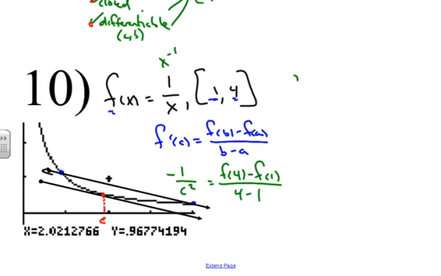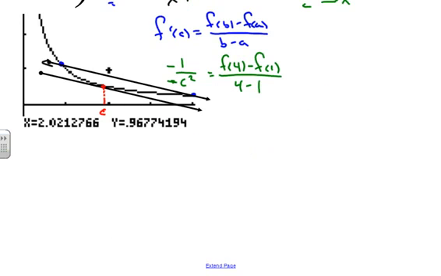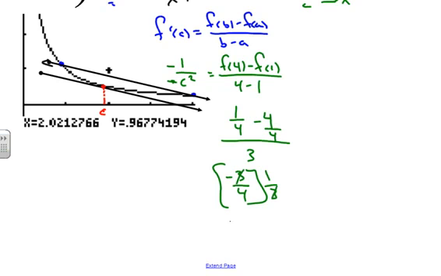Because f prime of x equals negative 1 over x squared, and so I just plugged c into there. That's c. Now, from here, let's continue on. I plug in 4, and I'll have 1/4 minus 1 over 3. This is going to turn out to be 4 over 4 minus 1, so that's negative 3/4, I believe, times 1/3. Cancel, and we have negative 1/4. And that's going to equal negative 1 over c squared.